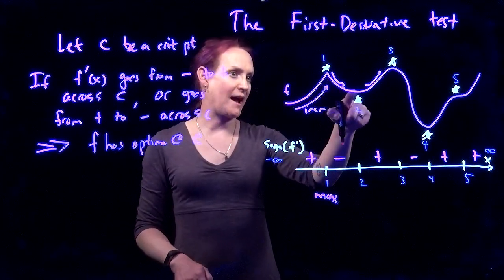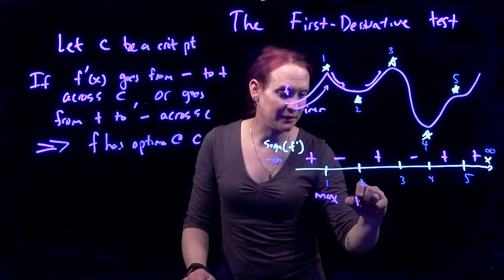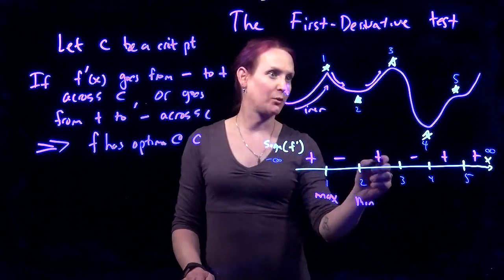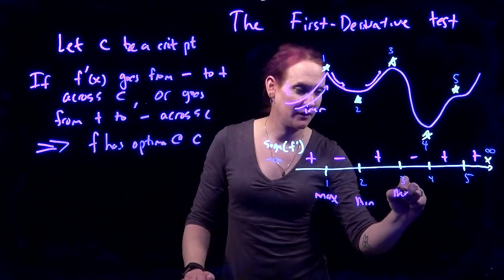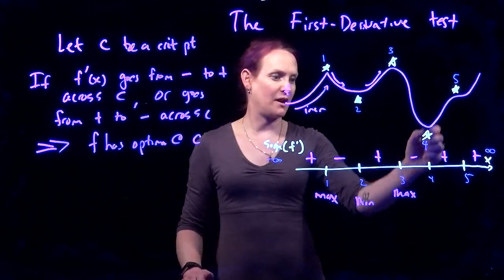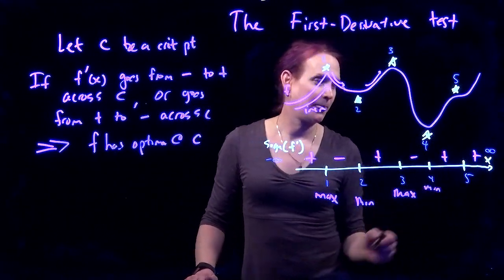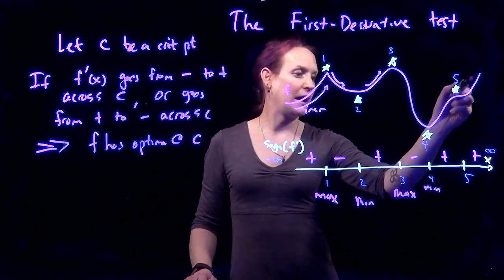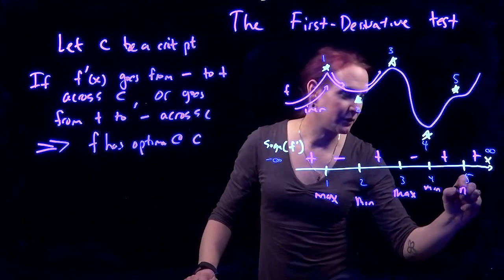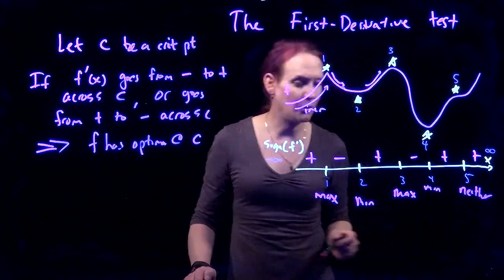Here, it was going down and then up, so we have a min. Here we're going up and then down, we have a max. Here we're going down and then up, so we have a min. And here we're going up, and then we keep going up, so neither. There's no optimum there.